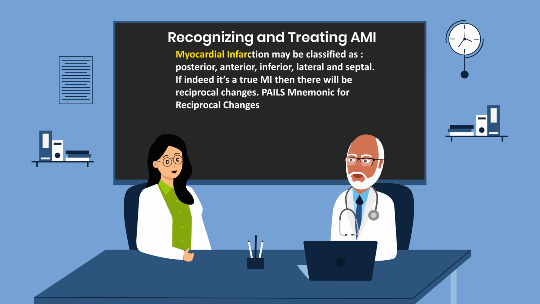Myocardial infarction may be classified as posterior, anterior, inferior, lateral, and septal. If indeed it's a true MI, then there will be reciprocal changes. The acronym PAILS, P-A-I-L-S, the mnemonic rather, has been coined to help us understand this.